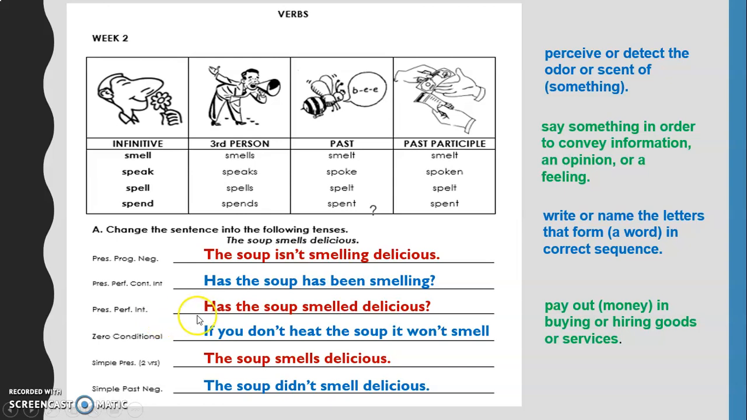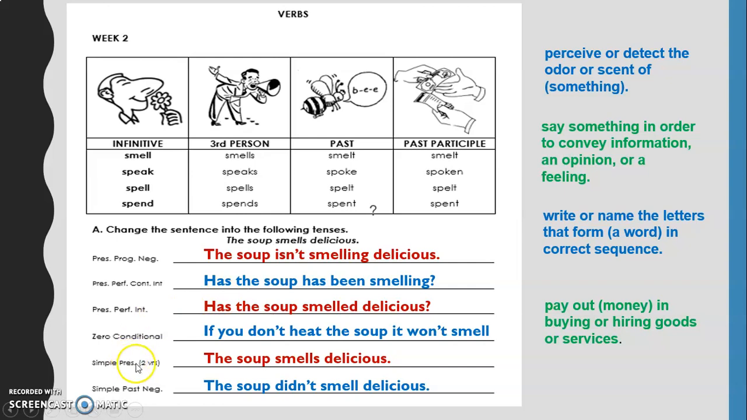Now, present perfect interrogative. Has the soup smelled delicious? Arlette, can you read? Are you there? Has the soup smelled delicious? So we use have and has, and the past participle. Remember, it's not independent. It always relies on an auxiliary. In this case, it's has.